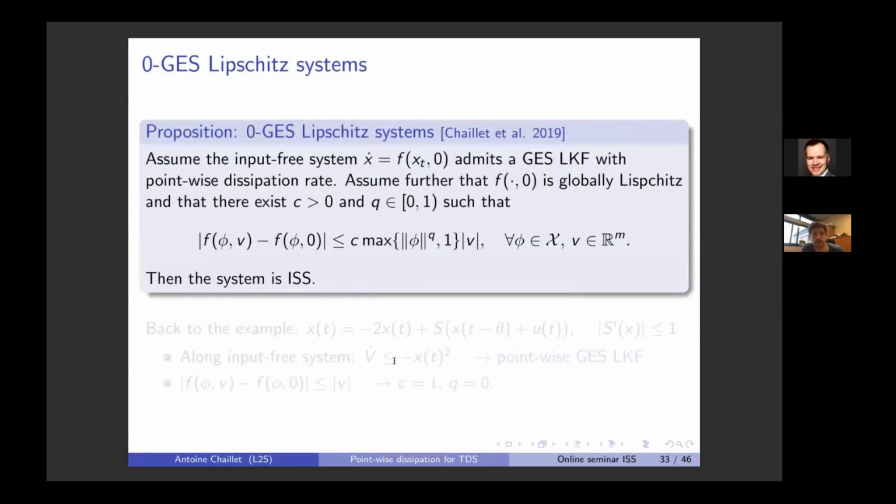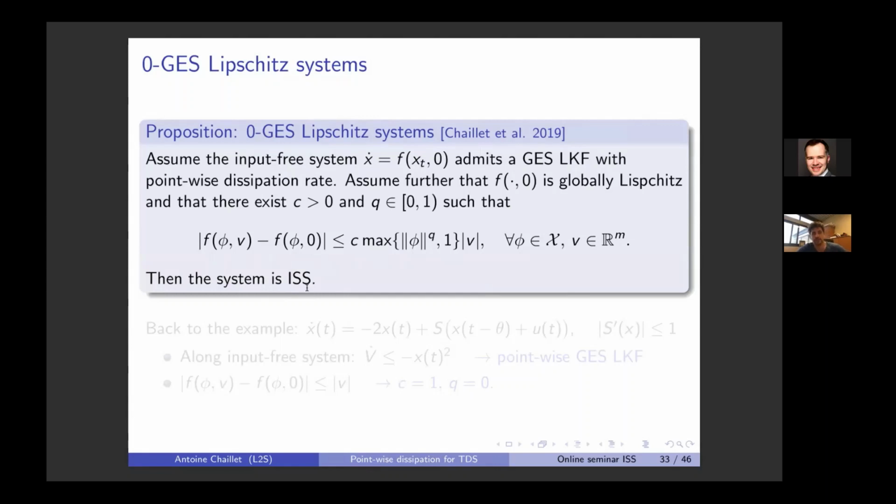One context in which I can answer the question of iISS through pointwise dissipation is when the system is globally exponentially stable when there is zero input, and the vector field F is globally Lipschitz. This is a slight relaxation of global Lipschitz in terms of the input, but forget about it. Essentially, it requires that F is globally Lipschitz. Then directly you have iISS.